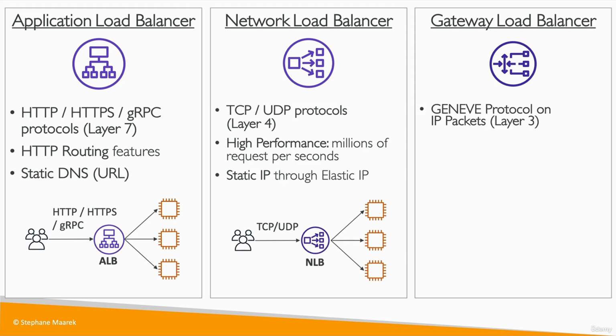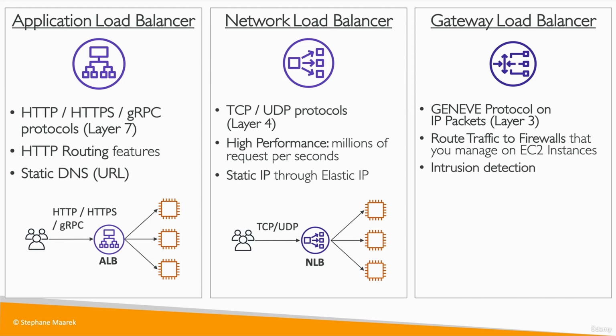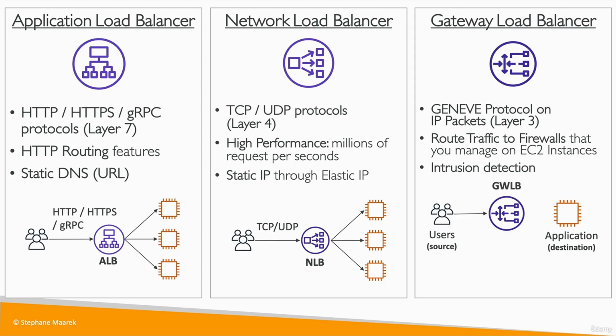Now, the gateway load balancer is using the Geneve protocol on the IP packets themselves, so it's layer 3. And the use case you need to look at for the exam is to route traffic to firewalls that you manage on EC2 instances so that you can do, for example, classic firewall or intrusion detection or deep packet inspection. And the architecture is a little bit more complicated. The gateway load balancer doesn't balance the load to your application. It actually balances the load of the traffic to the virtual appliances that you run on EC2 instances so that you can analyze the traffic or perform firewall operations.